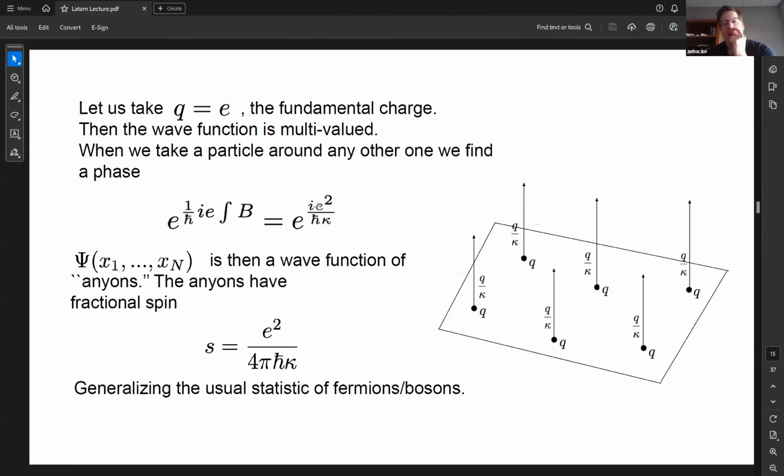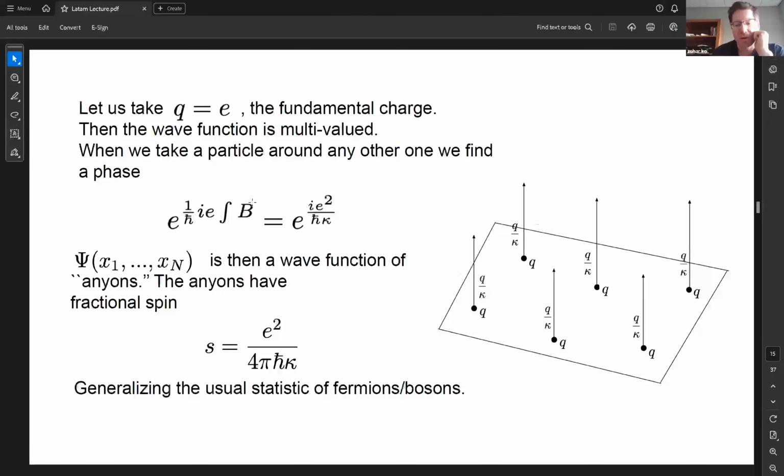And now we have to remember the formula that I told you to put in your head, which is that the total magnetic flux that's carried by a particle is Q over kappa, which for Q equals E is equal to E over kappa. So I just multiply this by E over kappa, I get E squared over h bar kappa. So the wave function is neither symmetric nor anti-symmetric, and you were lied to in school. This is the phase that the wave function picks when coordinates go around another coordinate.